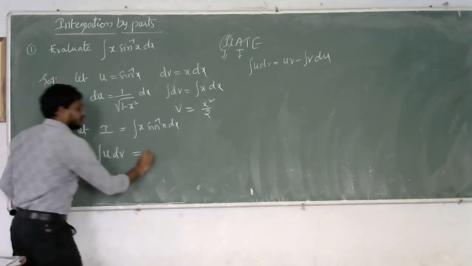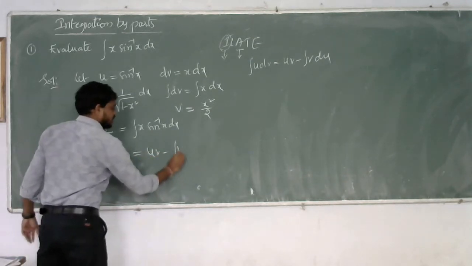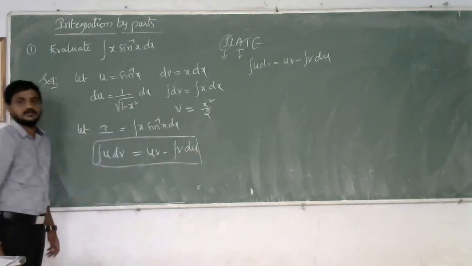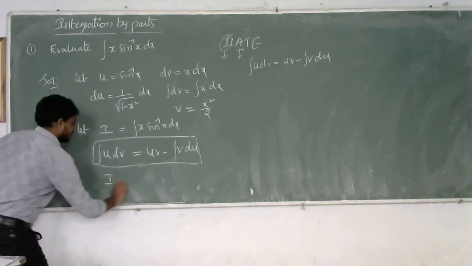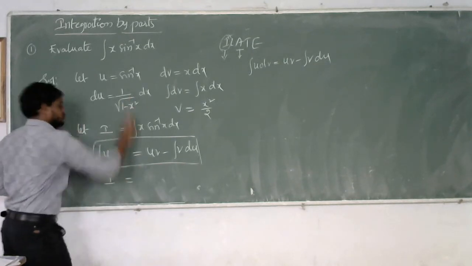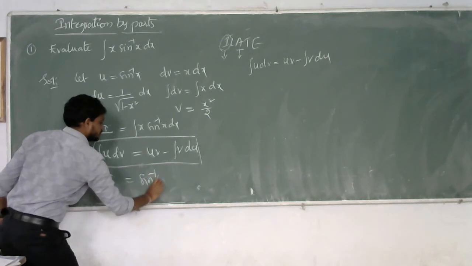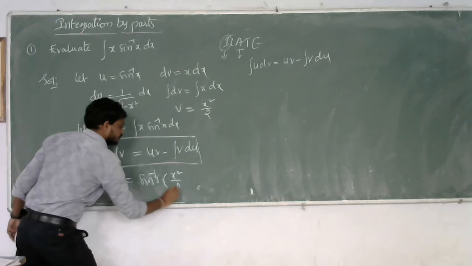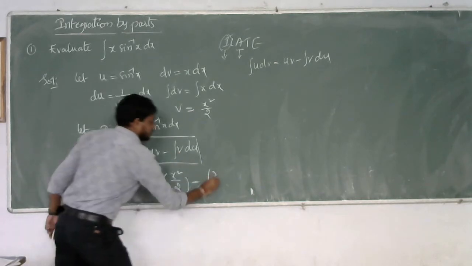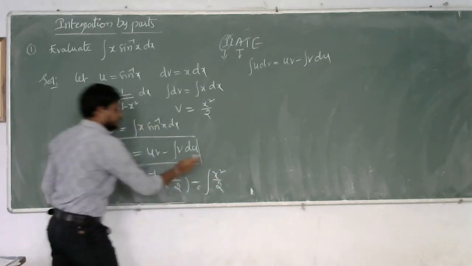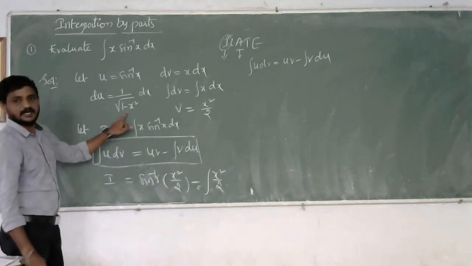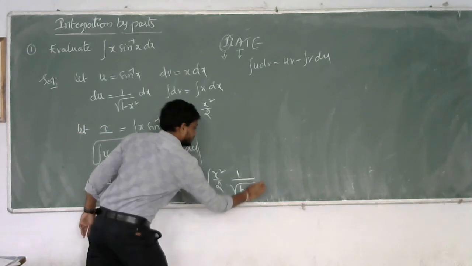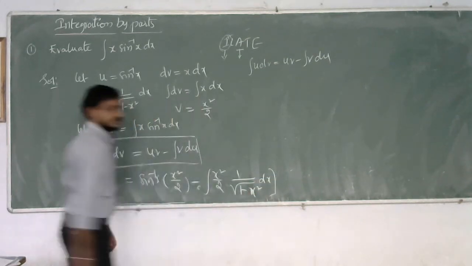So what is the formula? uv minus integral v du. So this is the formula, right? Let us substitute the values in this formula. Here u, what is u? Sin inverse of x, into v, x square by 2, minus again v, x square by 2 into du. So what is du? 1 by under root of 1 minus x square into dx.